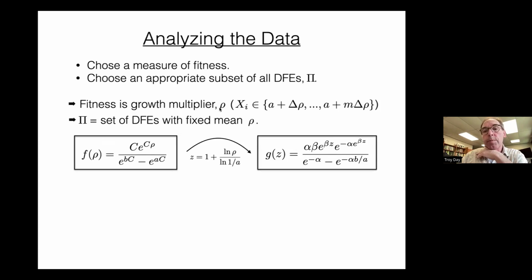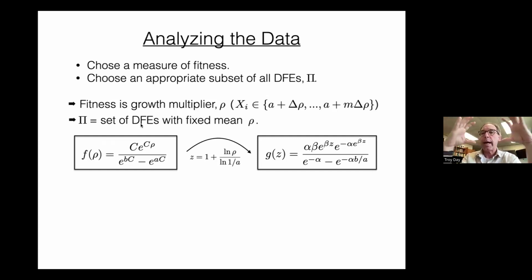So it is this multiplication rate, and these are the possible values it can take. There's the minimum possible multiplication rate, A, and then there are these bins, A plus delta rho, all the way up to the biggest possible value it can take. The set pi that I'm going to focus on, I'm going to define by defining the mean fitness. The idea is that if I measure things in a crappy environment, then the mean fitness of all the mutations should be higher than if I measure in a good environment, because in a good environment most mutations might be bad.